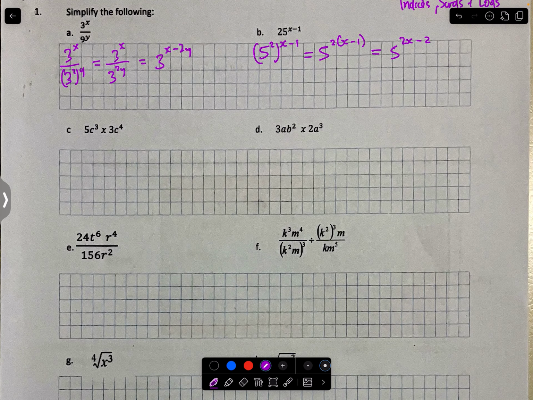Here, there's multiplications between all of these. I can times 5 by 3, deal with the numbers first, 15. And then c to the 3 and c to the 4. 3 plus 4 is 7. 15c to the 7. Times those out, 6. Now I have a to the 1 and a to the 3, so that's going to be a to the 4th and b squared.